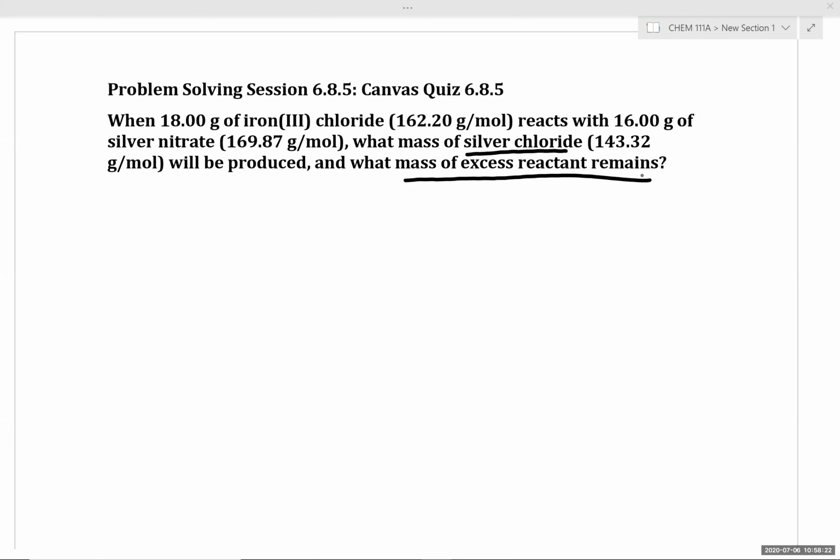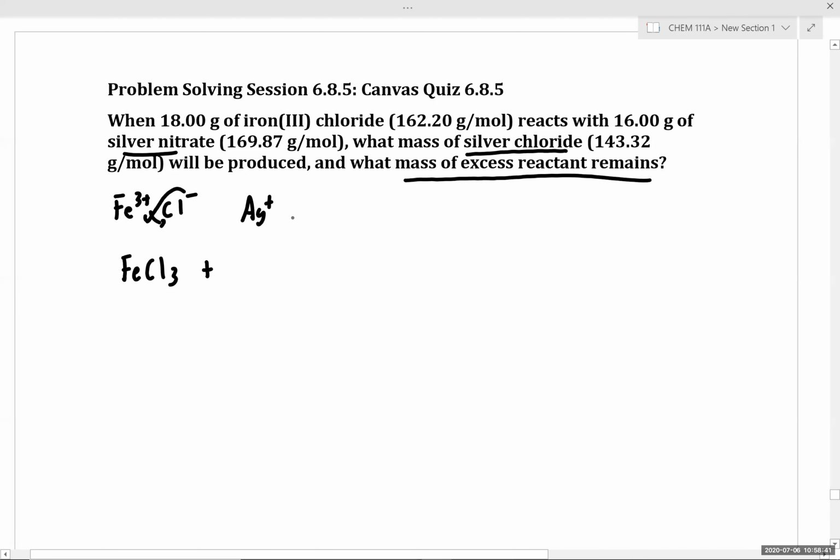So let's discuss this example. So iron 3 chloride. So we have Fe3+ and Cl−. We cross our charges. That gives us FeCl3. Silver nitrate. We have silver plus and nitrate, which is NO3−. We cross our charges and we get AgNO3.